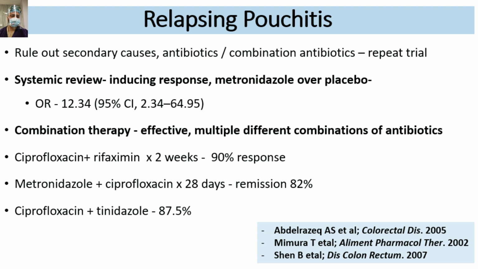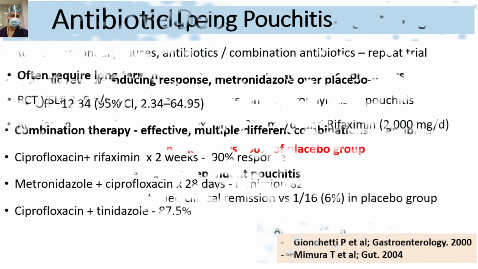For these patients, we can use different combinations of antibiotics like ciprofloxacin plus rifaximin for 2 weeks, or metronidazole plus ciprofloxacin, and the response rate is somewhere between 80 to 90%. So friends, just remember that these patients are very tricky, very difficult to manage, and we have to basically juggle between these choices, that is antibiotic, combination of antibiotics, probiotics, or combination antibiotic cyclic treatment. Then we can switch over to the steroids or infliximab.